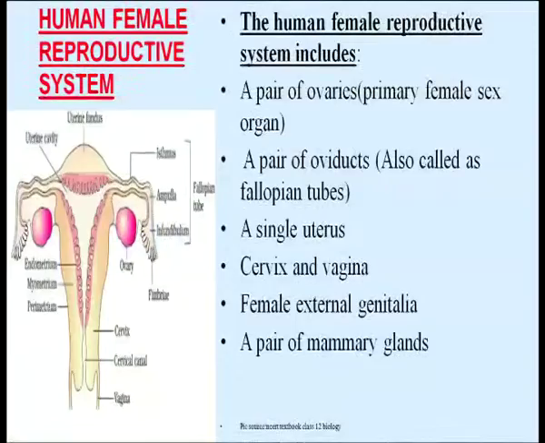The human female reproductive system includes a pair of ovaries, and ovaries are the primary female sex organ. A pair of oviducts, which are also called fallopian tubes. A single uterus, cervix and vagina, female external genitalia, and a pair of mammary glands.